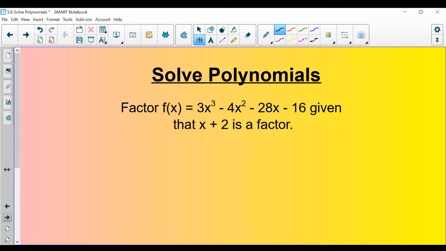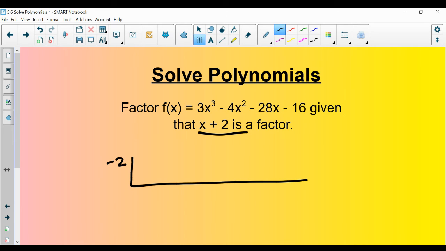Let's try another one, very similar. Once again, you could have tried to factor this by grouping right away, but you would have gotten stuck. Instead, we're given that x plus 2 is a factor. So I'm going to take this polynomial and divide it by x plus 2.